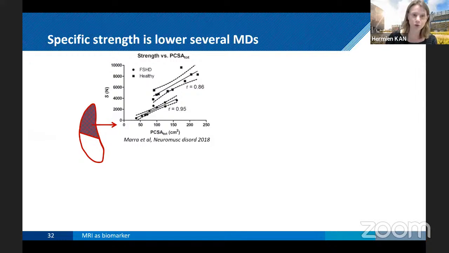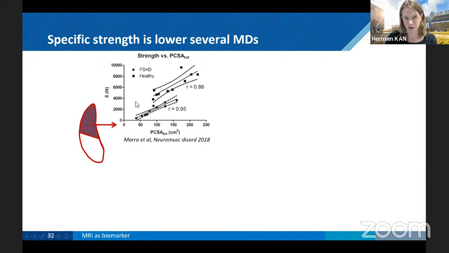However, one of the things that was also apparent, because quite a number of people did this in different types of neuromuscular diseases, is that the remaining muscle tissue in these patients is not as strong as you would expect from a healthy control. You see here on the x-axis the amount of muscle tissue which is left, on the y-axis the amount of force that muscle can deliver, and you can see that with the same amount of muscle, or the same cross-sectional area, for instance at 100 here, the FSHD patients can deliver a lot less force, about 2,000 newtons compared to about 5,000 newtons in healthy controls.